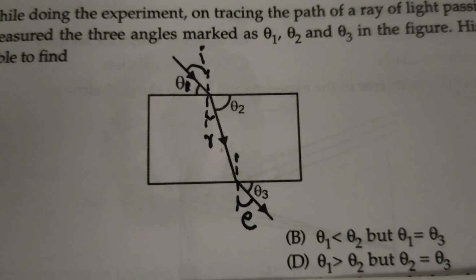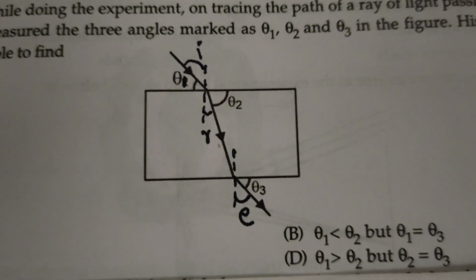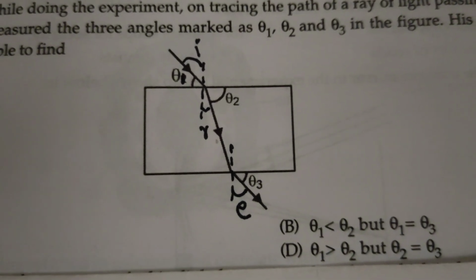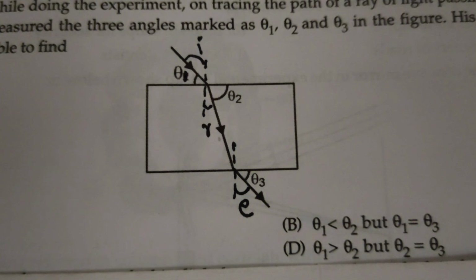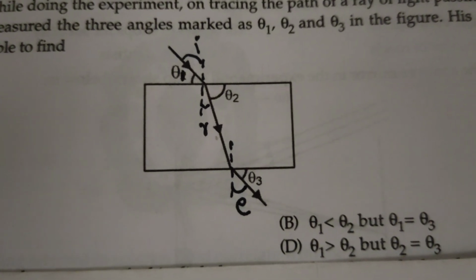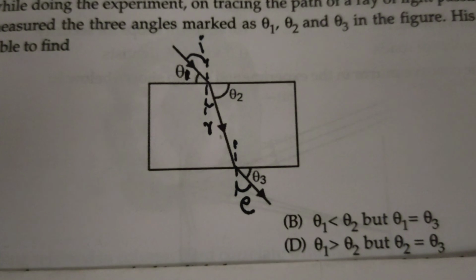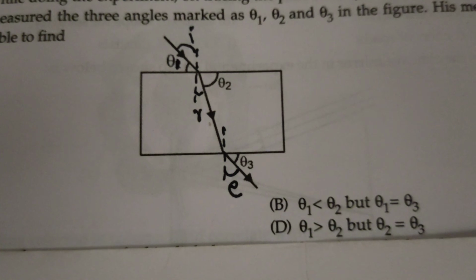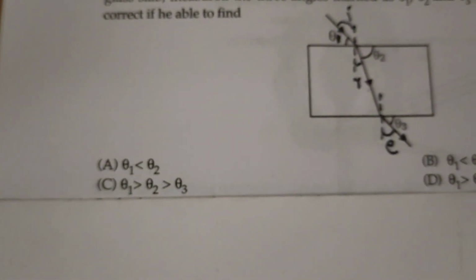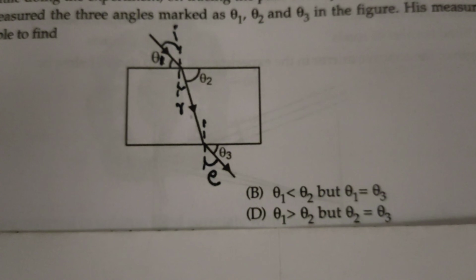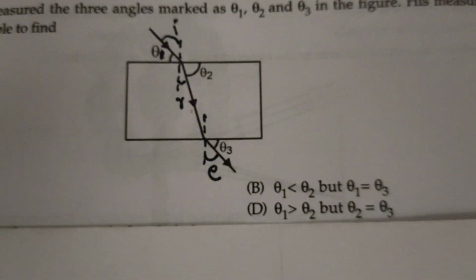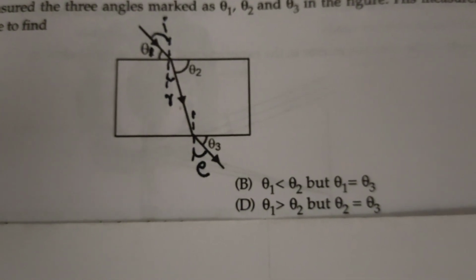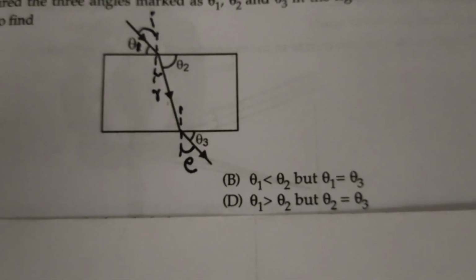So we know that in the case of this ray diagram, I is always equal to E. If I is always equal to E, it means theta 1 is always equal to theta 3. Because I plus theta 1 is 90 degrees and E plus theta 3 is 90 degrees, and I and E are equal, it implies theta 1 and theta 3 are equal. So out of the four options, theta 1 is less than theta 2, this we have seen first, and also theta 1 is always equal to theta 3. So B is the correct option.